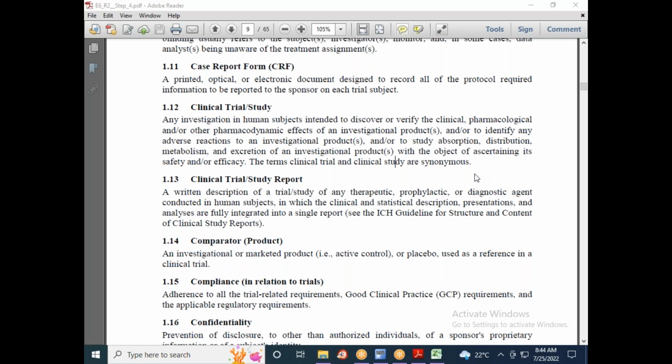AUC. AUC is the area under the curve. Area under the curve is like, how much time, where it started, where it ended, how much drug is available. So you see that plot, right?